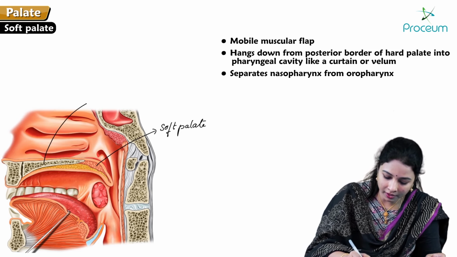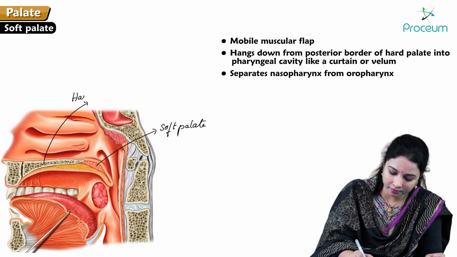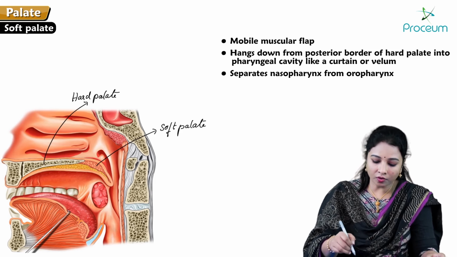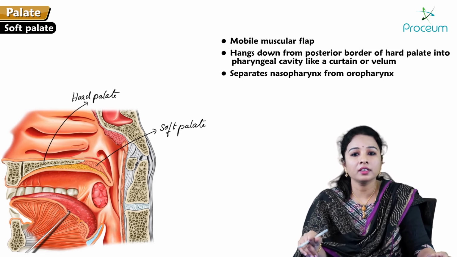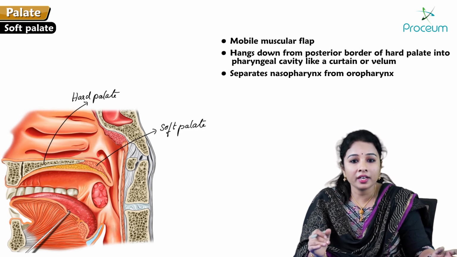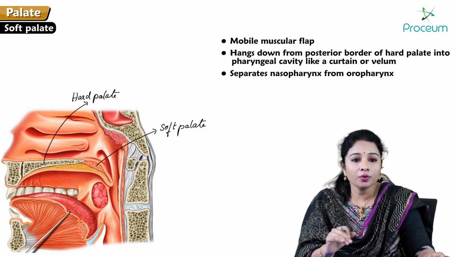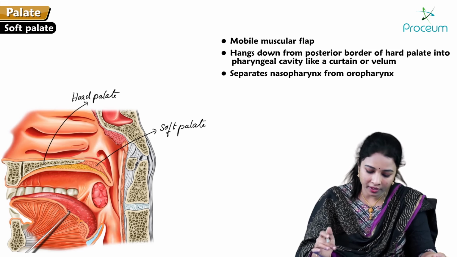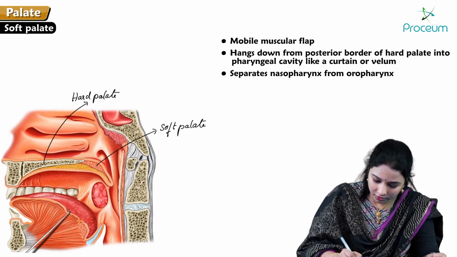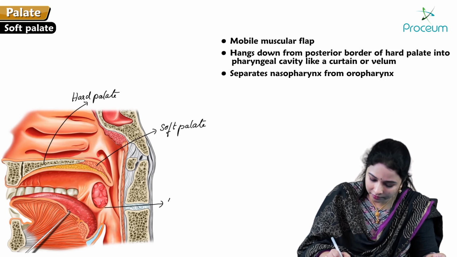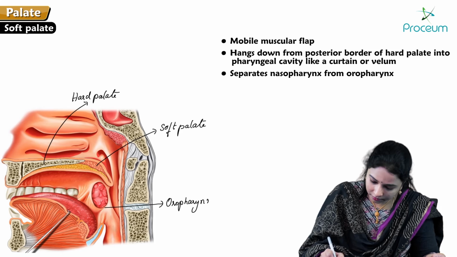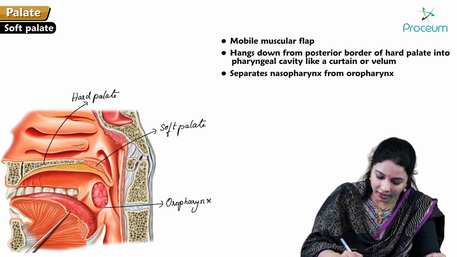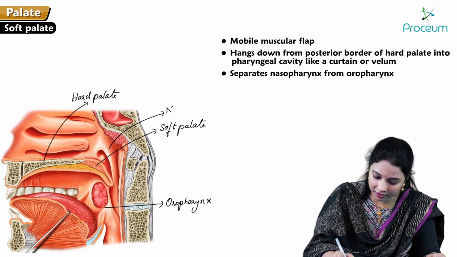This is the hard palate. So, we can see the soft palate overhanging like a curtain or like a velum into the oral cavity. It separates the nasopharynx from oropharynx. So, here is the oropharynx. And the pharynx behind the nasal cavity is the nasopharynx.